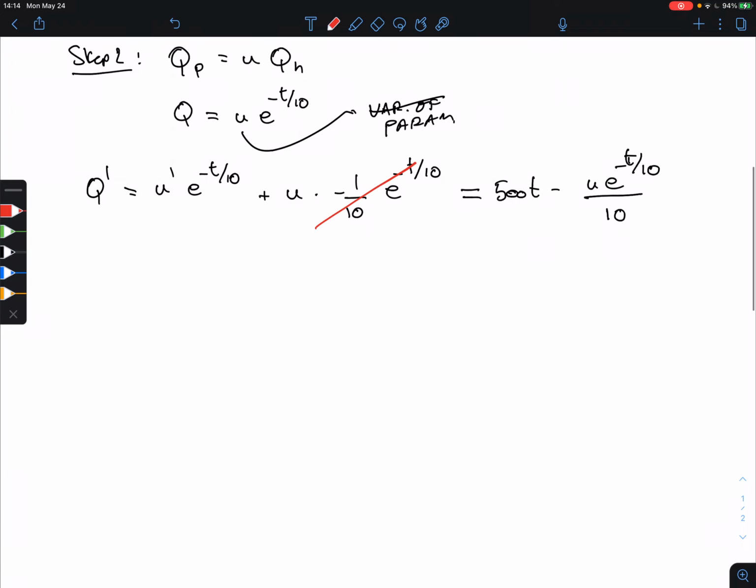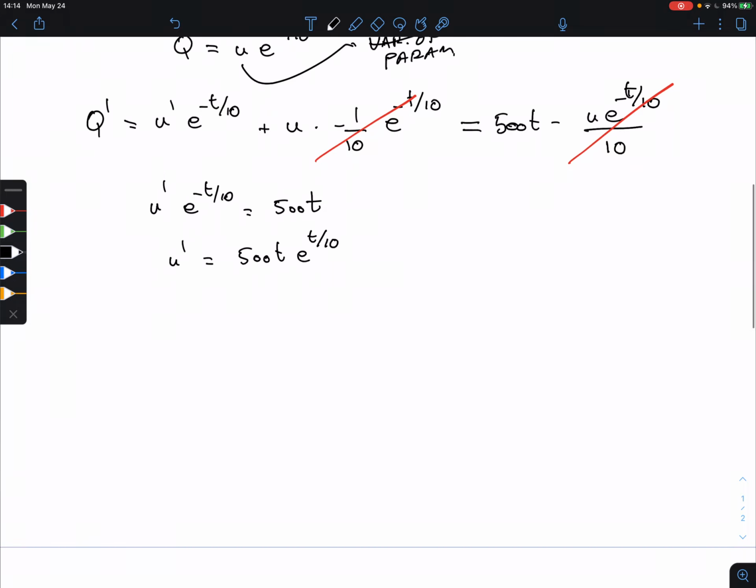This u is now the same. These two terms are the same if you look at it, and so we are left with the following equation: u prime e to the minus t over 10 equals 500t. Okay, so we find u prime is 500t e to the t over 10. Bring this to the other side and it becomes a positive exponent, and so if I integrate this, we get this.